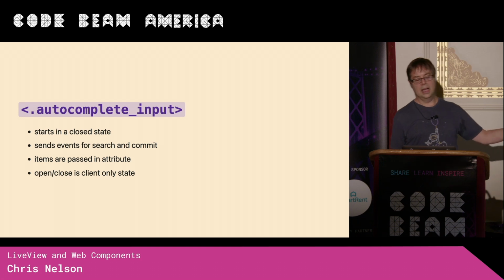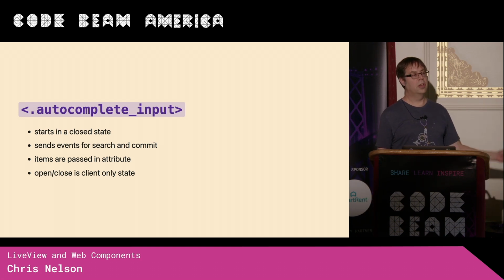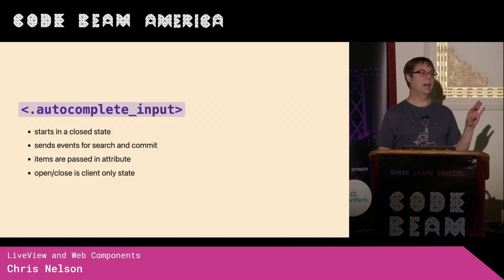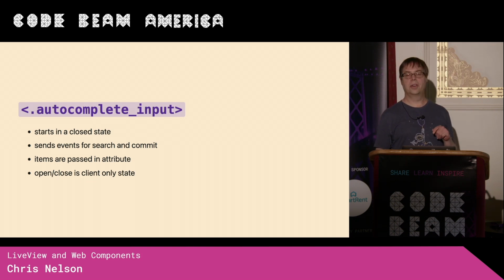So the items themselves for the airports, they're passed in as an attribute, and then live elements will take care of serializing them as JSON. Interestingly, that open and close state, we have decided for the purposes of this app, we don't care about that, so that's entirely client-side state. We could actually send events up and manage that in LiveView if we needed to, but we don't.